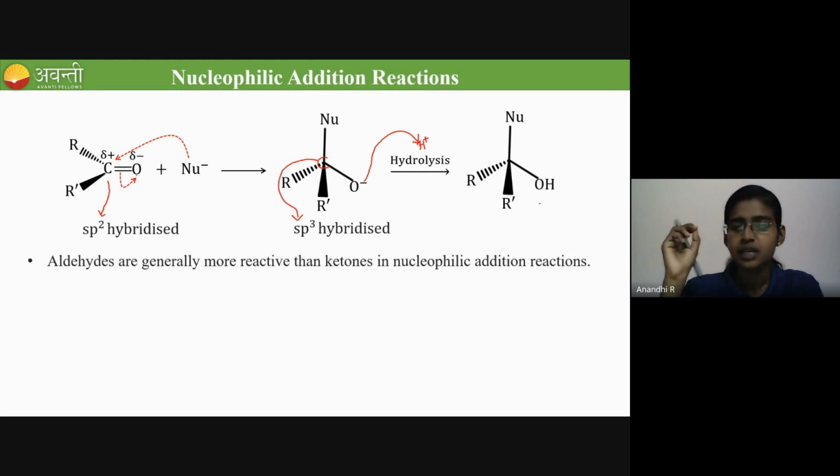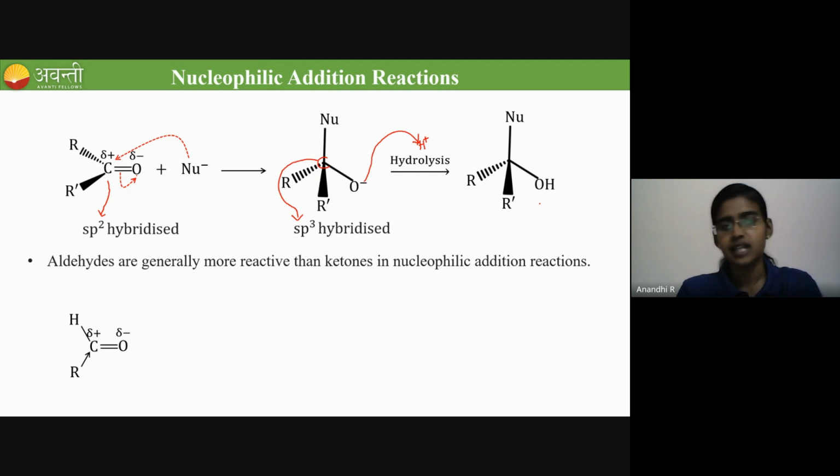Aldehydes are generally more reactive than ketones in the nucleophilic addition reactions. Why? Why aldehydes are more reactive for this reaction? So there are some reasons. So let's take the aldehyde first. So this is the aldehyde. One side R and the other side H we are having. And this is the ketone. Both the sides we are having RR group.